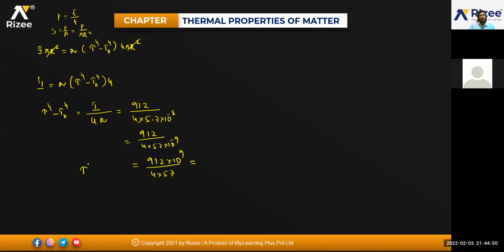This one is T to the power of 4 minus 300 to the power of 4. That means T to the power of 4 will be equal to 912 into 10 to the power of 9 divided by 4 into 57, plus 300 to the power of 4, which is 3 into 3 into 3 into 3 into 10 to the power of 8.